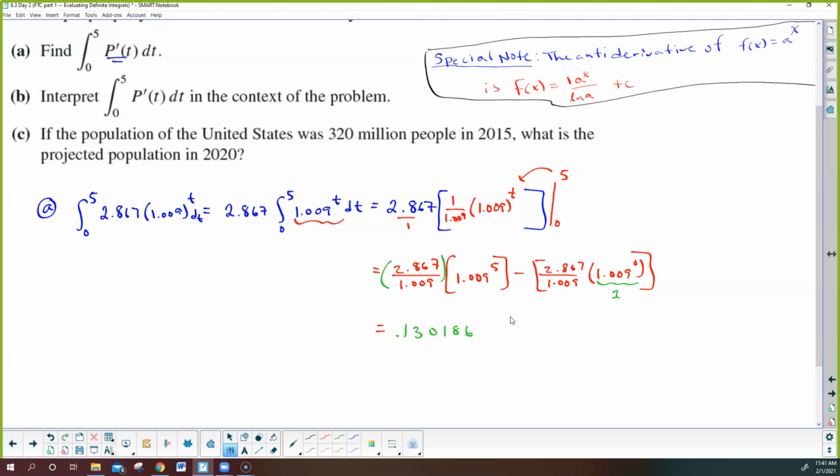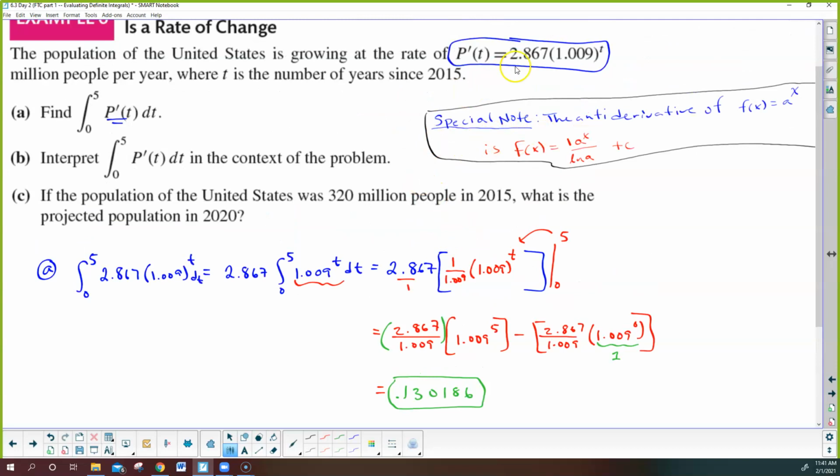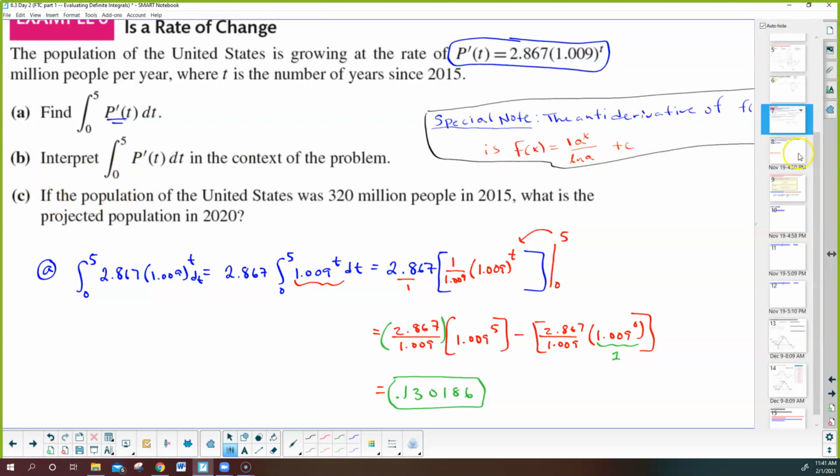So you get that. Nothing super crazy. I just wanted to show you that when you have a problem like this here, and it's the base raised to the power of the exponent, we have to use the special antiderivative. We're not going to do B and C. We'll come back to those at a later time. All right, so that's the first part.